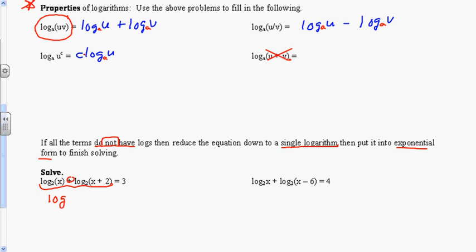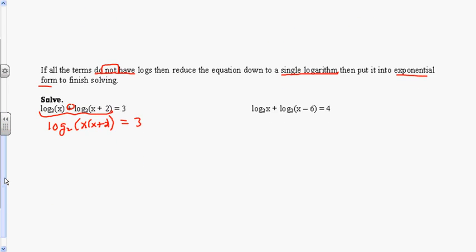log base 2 of their product, x times x plus 2 equals 3. Now, this is log base 2 of something equals 3. We can change this logarithmic notation into exponential notation. And that would be x times x plus 2 equals base 2 to the 3rd power. That gives us 8 on that side.